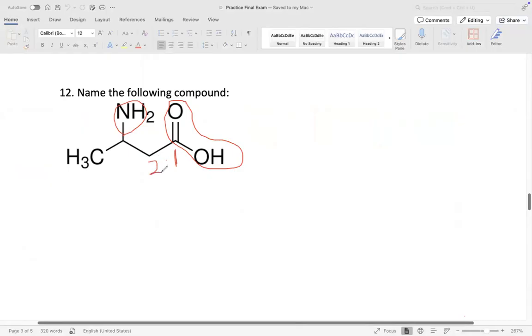So I'm going to number right to left because I want my carboxylic acid to be the star of the show. So I'm going to go 1, 2, 3, 4. With the carboxylic acid, the ending is anoic acid. I have 4 carbons in the main chain, so but. And then we're making the carboxylic acid the star of the show. So butanoic acid. That tells us that we have 4 carbons and that there's a carboxylic acid.